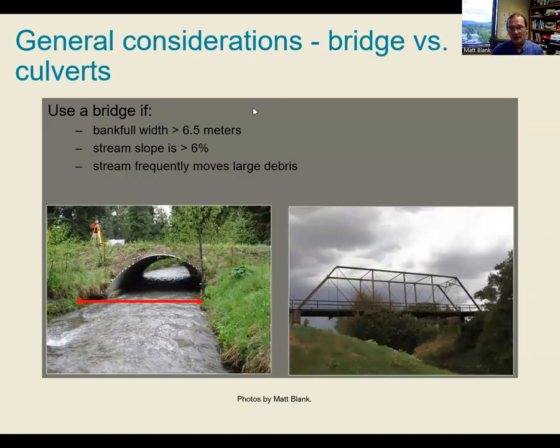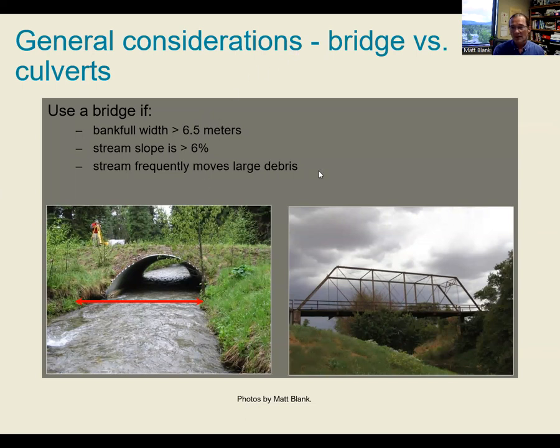So, general considerations, bridges versus culverts. There is a gray area between them, of course, but a general rule of thumb is, for bridges such as these, if the bank full width of the stream channel is greater than 6.5 meters, you should consider a full spanning bridge. If the stream slope is greater than 6%, which is a pretty steep stream, you should consider a bridge.